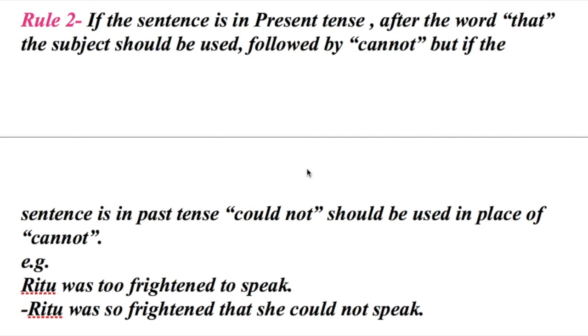Let us begin with the second rule for the removal of adverb too. What you have been told here is, if the sentence is in present tense, after the word that, the subject has to be used. And this subject is going to be followed by cannot. But if the sentence is in past tense, could not should be used in place of cannot.